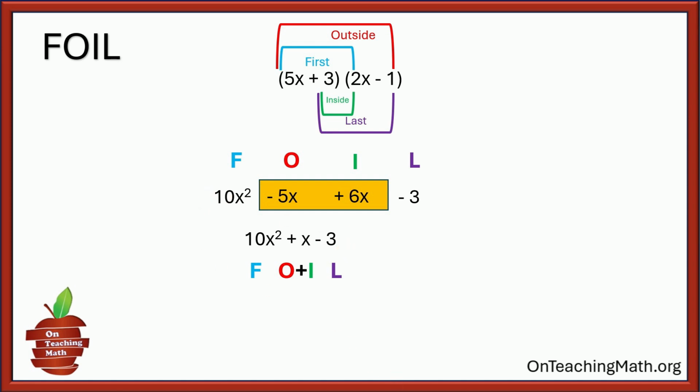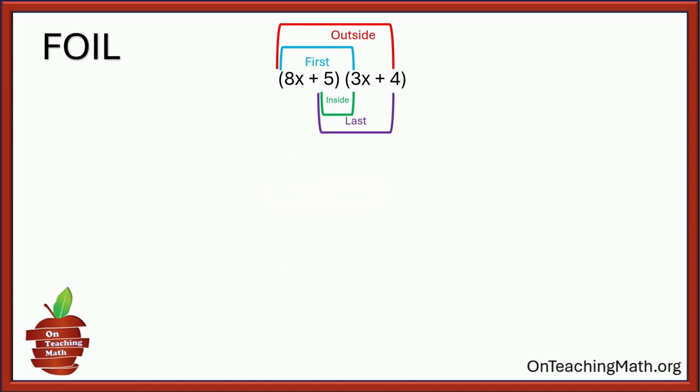Let's try one more example just to make sure we're solid, right? So we have 8x plus 5 times 3x plus 4. So FOIL: first, outside, inside, right here, and then last. So let's go ahead and explore this one, right? So first, 3x times 8x is 24x squared. The outside is, of course, 8x times 4, which is 32x. The inside is 5 times 3x, which is 15x, and the last two make 20.